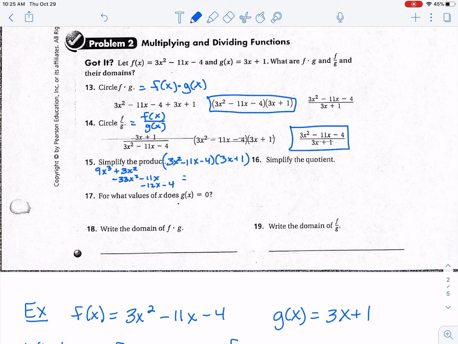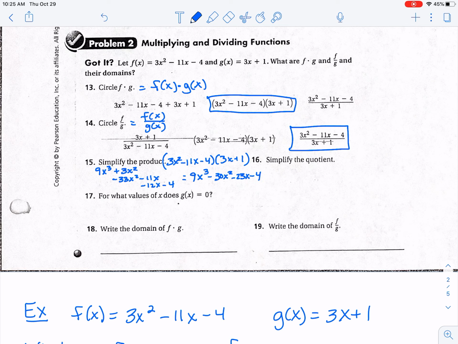All right, so what does that equal? That equals 9x to the third minus 30x squared minus 23x minus 4. Okay.